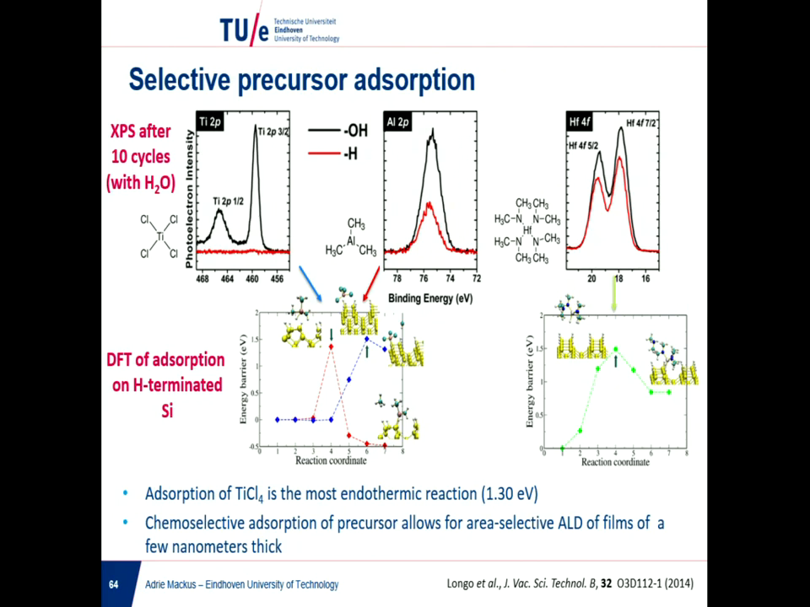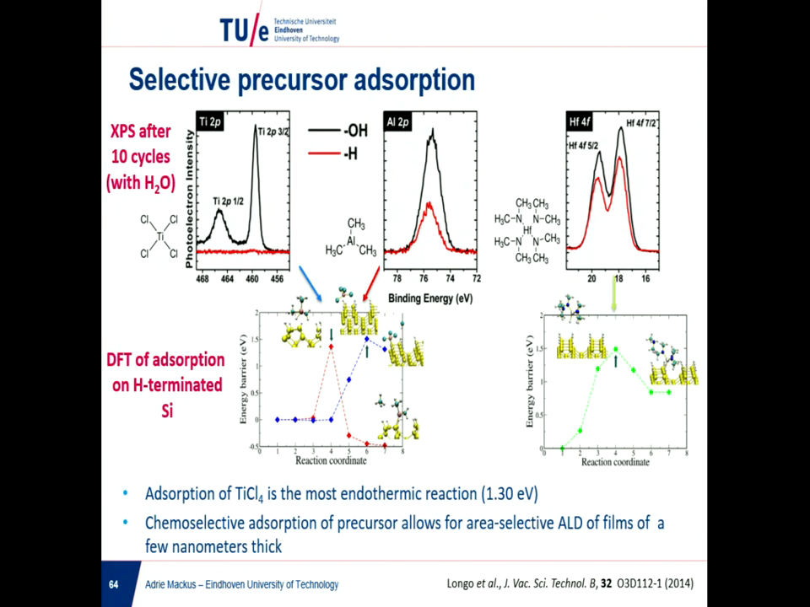So this is an example from the literature. This is a study by the group of Yves Chabal. So they looked at hydroxyl terminated versus a hydrogen terminated silicon surface, and then performed thermal ALD cycles using water as the co-reactant for different precursors. So this is what you see here. These are the results from XPS. What you see here is if you use this dichloride precursor, then it adsorbs or reacts on the hydroxyl terminated surface, but you don't see anything after 10 cycles on the hydrogen terminated surface.